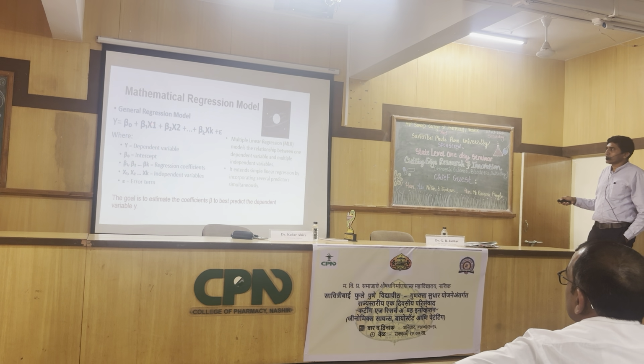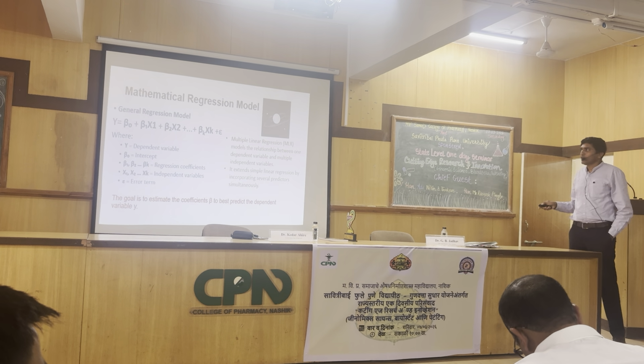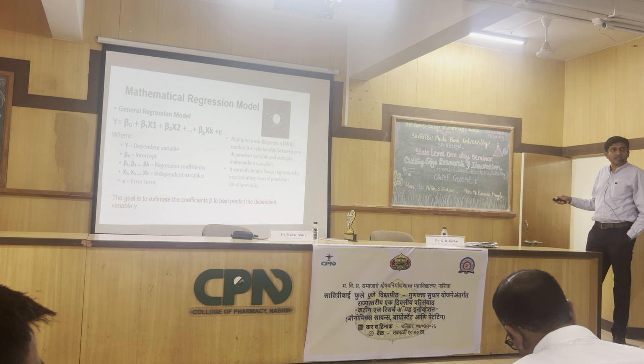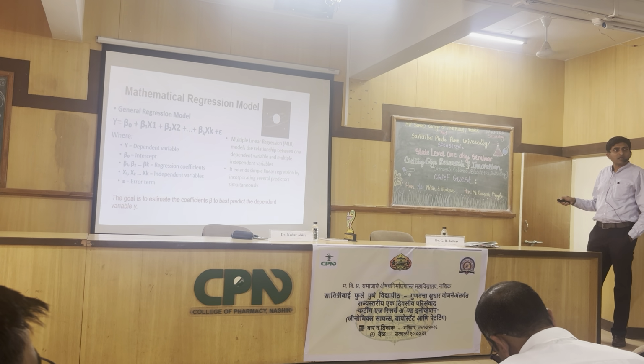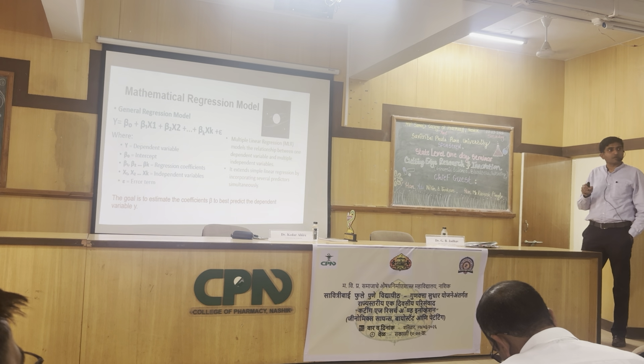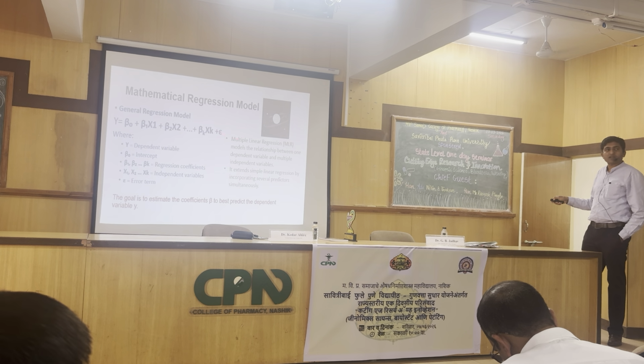Here also you can check. If x1 is 0 and x2 is 0, then these products become 0, because 0 multiplied with anything becomes 0, and then all these terms get cancelled, and y becomes beta 0. That means beta 0 is the intercept, the value of y when all these x are 0.